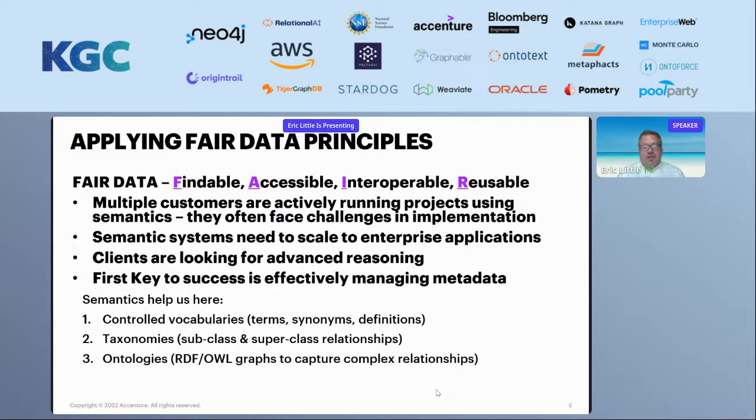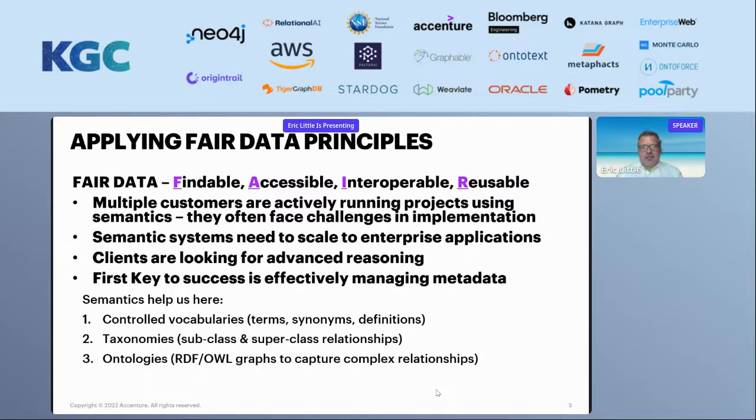So since this is a knowledge graph conference, and since I'm a card-carrying ontologist for many, many years, we are actually applying FAIR data principles in the first place to help do this. Now, FAIR data, as I'm sure most of the people at this conference know, means making your data findable, accessible, interoperable, and reusable. And we have multiple customers that are actively running projects that are using semantics and that are looking into FAIR data. But they often face a lot of challenges in the implementation of that.